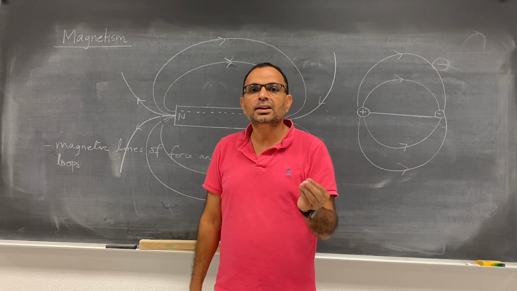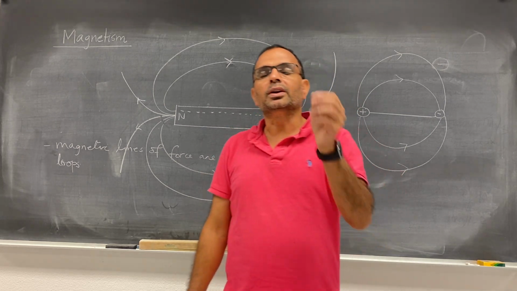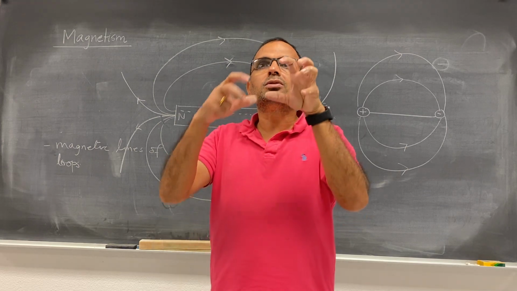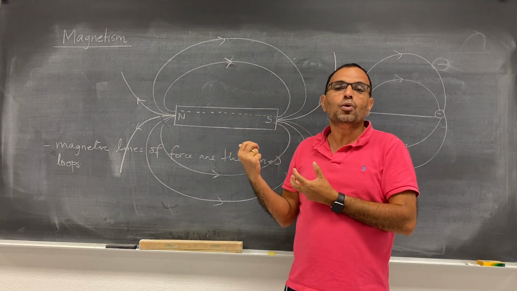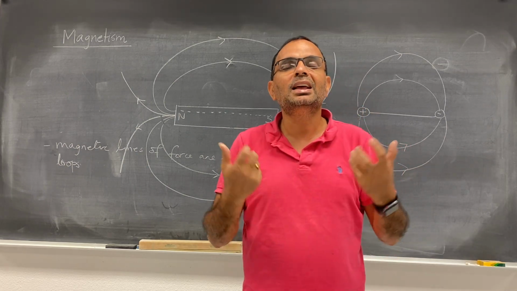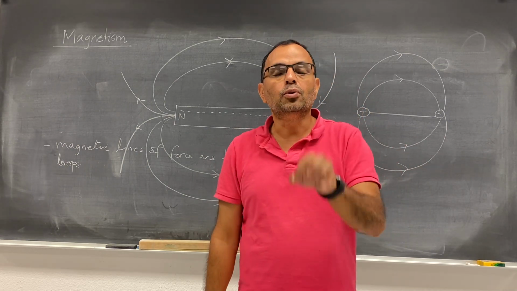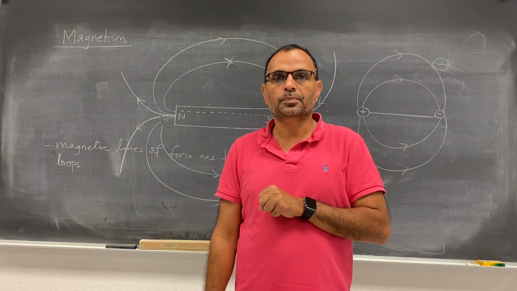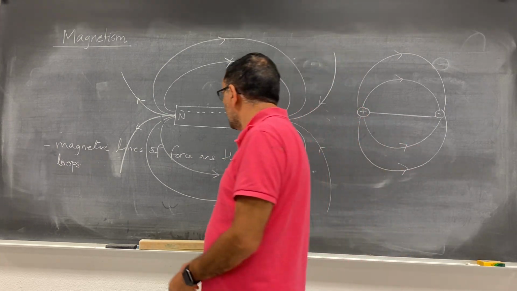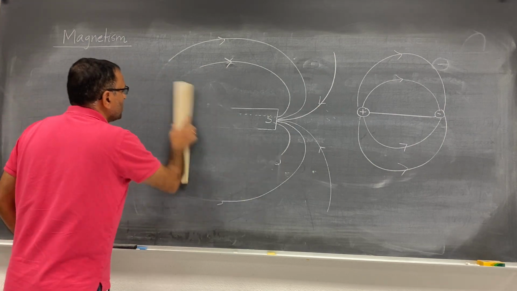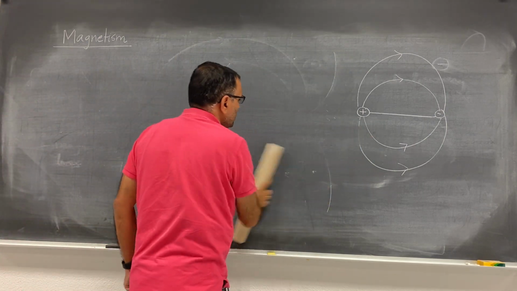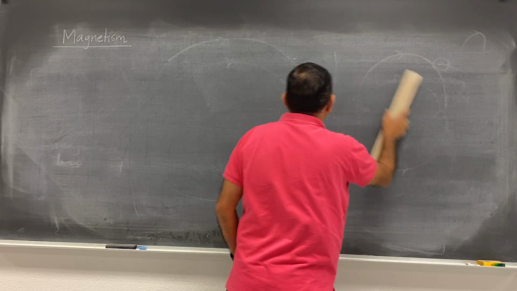Second point, magnetic lines of force start from the north pole. The magnetic field strength is more near the pole, because the magnetic lines of force are crowded and concentrated near the pole. Another point: the magnetic lines of force never intersect each other.